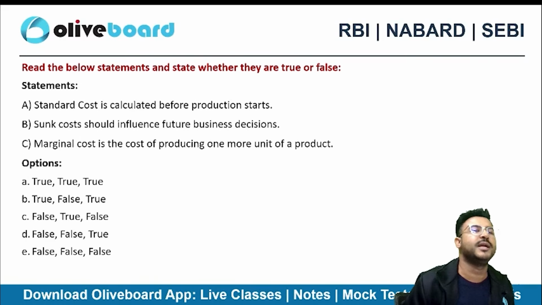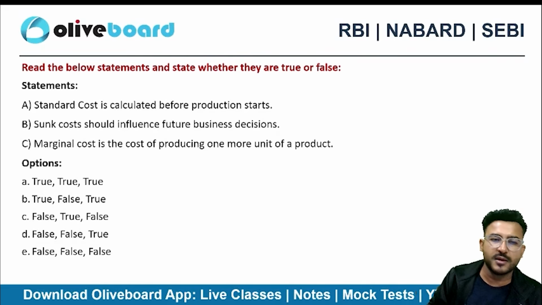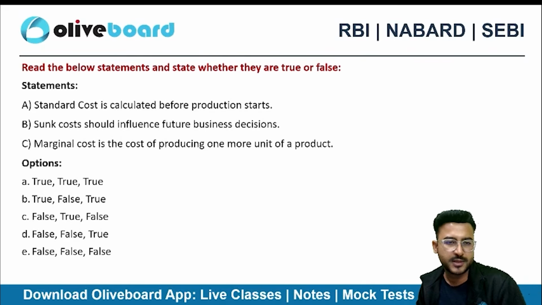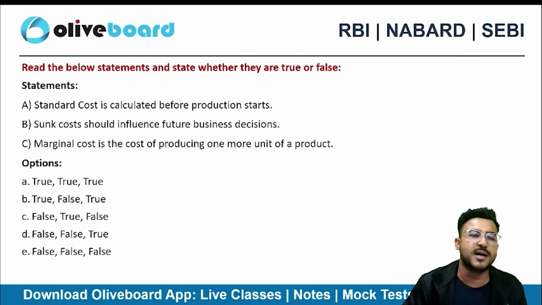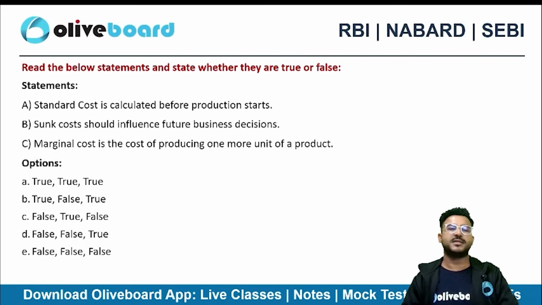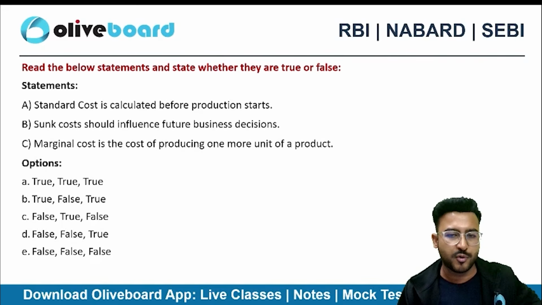Next one, you need to read the following statements and let me know which one is true, which one is false. Option A, standard cost is calculated before the production starts. Option B, sunk cost should influence the future business decisions. Option C, marginal cost is the cost of producing one more unit of a product.